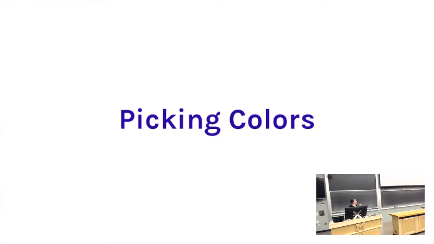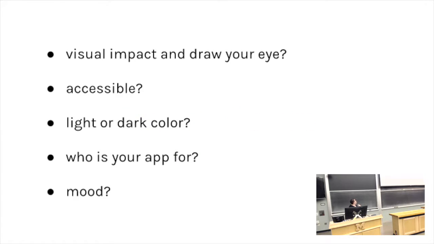So the actual picking colors part, this is the fun part. Thinking back to what we just went over, what colors do you actually want to use? Are they going to have a visual impact and draw your eye to the areas you've designated as important to look at on the screen? Are they accessible? That goes back to the colorblindness aspect. Do you want to use a light theme or a dark theme? I'll show you a couple of examples in a second.